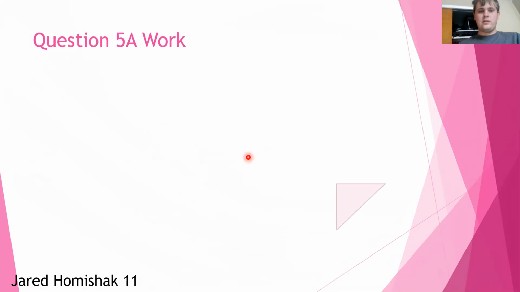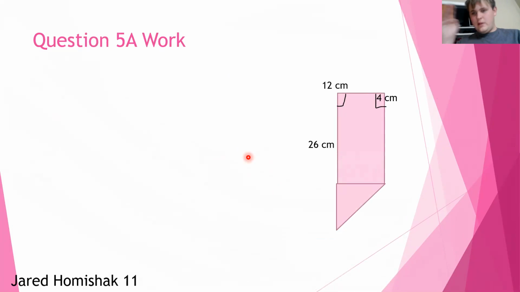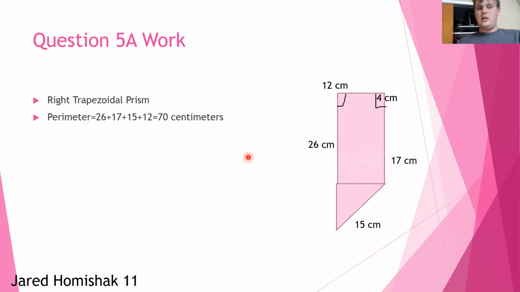Now, for question 5, let's say we have this figure here. It has lengths of 26 centimeters, 12 centimeters, 12 centimeters, 4 centimeters, 17 centimeters, and 15 centimeters. So we know that this is a right trapezoidal prism, and if we want to find the perimeter, we just add up its outer lengths. 26 plus 17 plus 15 plus 12. We don't count the 4 because it's referring to our angle right over here, but you add up all the sides to get a perimeter of 70 centimeters.